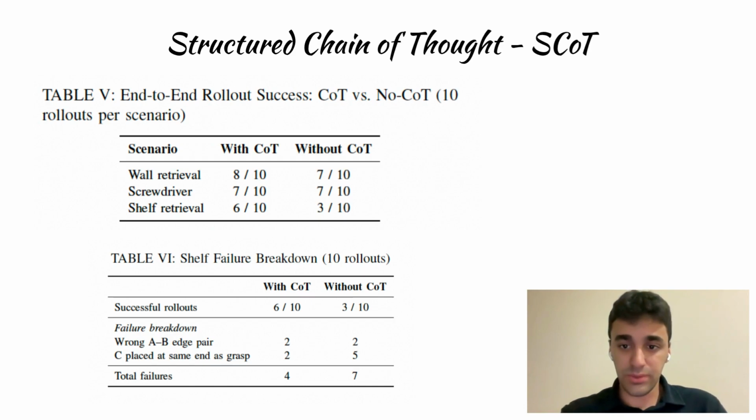Without chain of thought prompting, only 3 out of 10 rollouts succeeded. With structured chain of thought, the success rate increased to 6 out of 10. More specifically, failures caused by placing the contact point on the same end as the grasp decreased from 5 cases to 2 cases. So the improvements mainly come from better functional contact point localization, not from changing the robot controller.